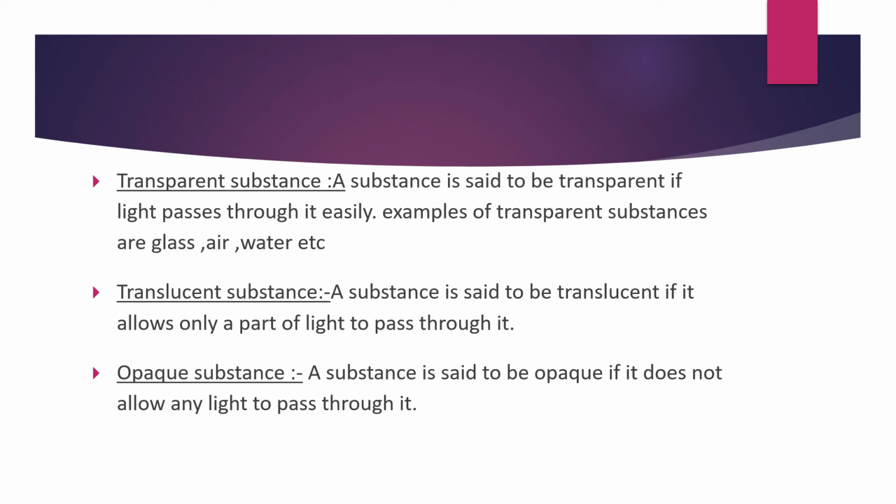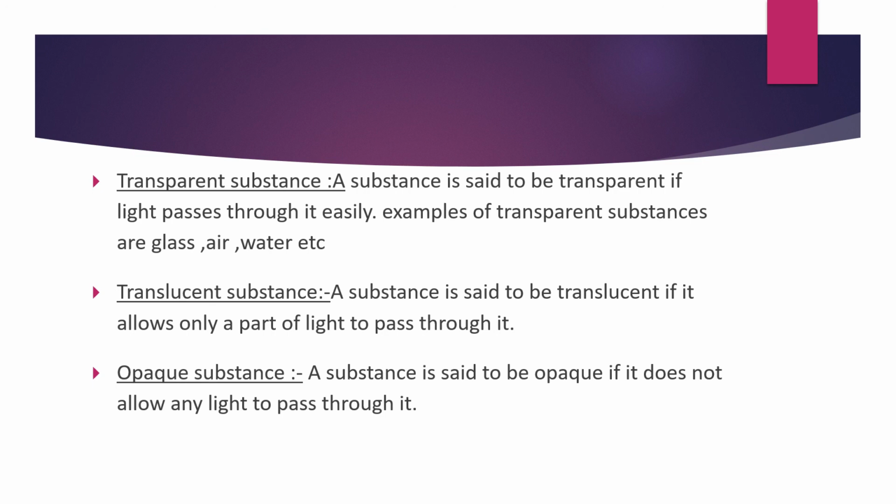Translucent substance. A substance is said to be translucent if it allows only a part of light to pass through it. It allows the partial movement of light falling on it. The examples of translucent substance are tracing paper or butter paper.